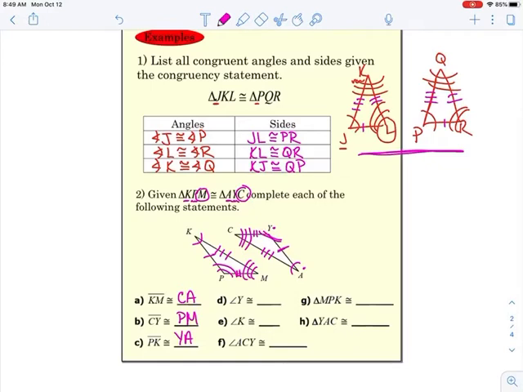Angle Y has 2 hash marks going through it. The angle that has 2 hash marks going through it in the left-hand triangle is angle P. Angle K has 1 hash mark. In the right-hand triangle, the angle that has 1 hash mark going through it is angle A. Now they're going to get fancy in part F.